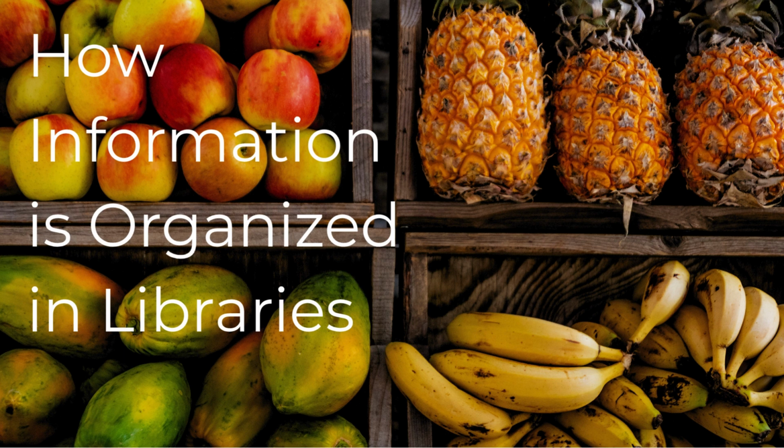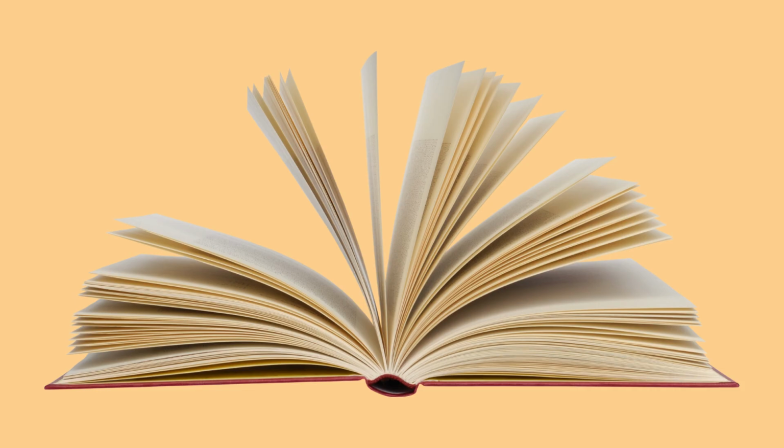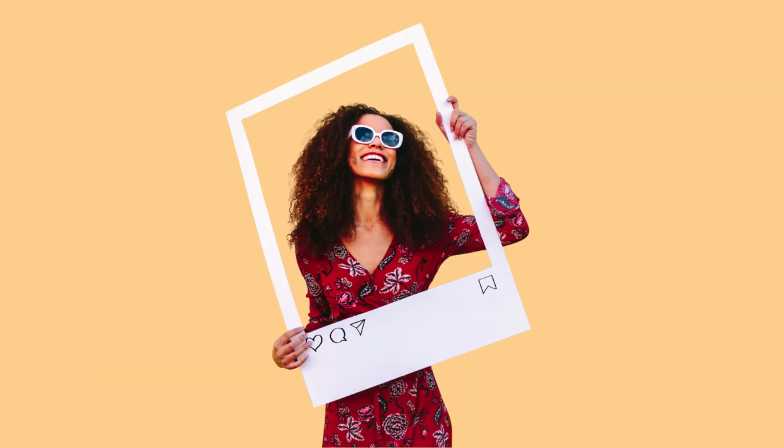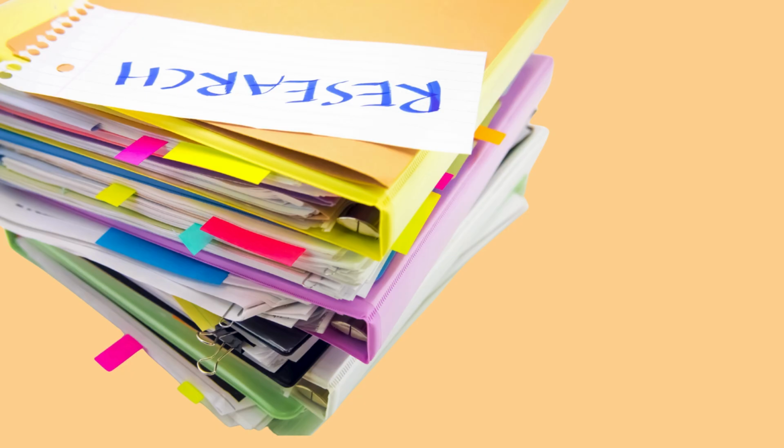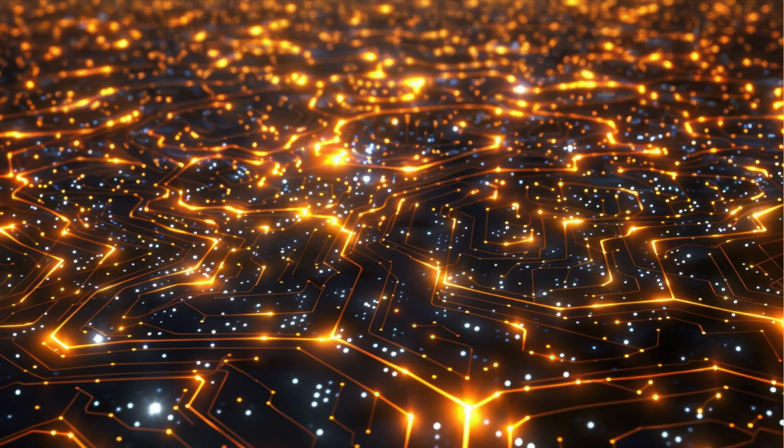This video will examine how libraries organize information and some of the strengths and weaknesses of their classification systems. Understanding how information is structured can help us find the information we're looking for more effectively. Different types of sources, such as books, social media posts, or research articles, have their own unique structures. There is also structure in how people connect different pieces of information to each other.